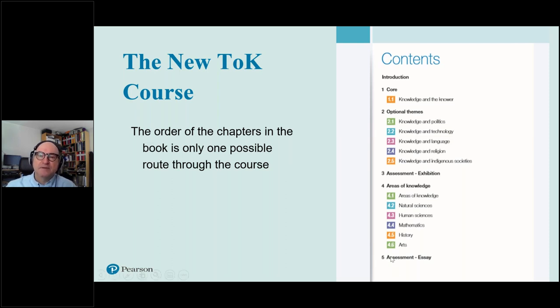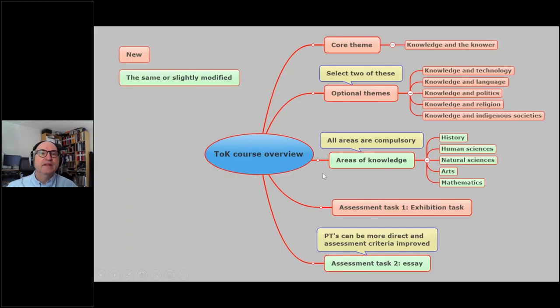And then the final chapter in the book is on the essay, how to develop the essay, and also how to assess it. So here we have a graphic showing the new program. If you look at the colors here, those that are in red are new, and you can see that we've got a core theme, optional themes, and the exhibition task as new elements.